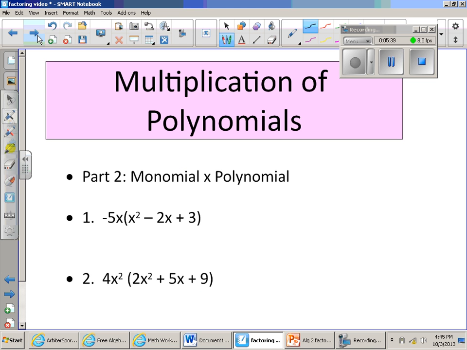Now let's look at monomial times a polynomial. We're going to take negative 5x and we're going to distribute it to all three terms. So we're going to write negative 5x 3 different times.